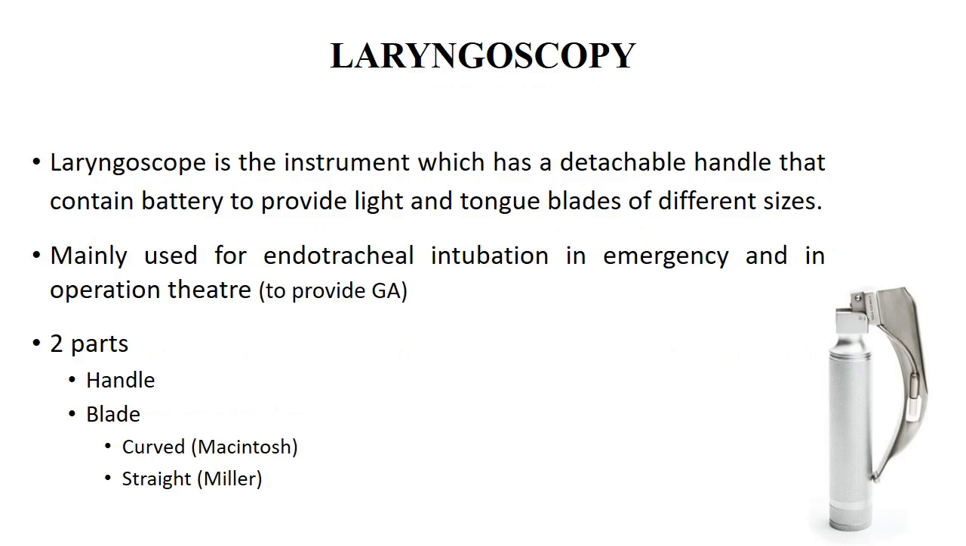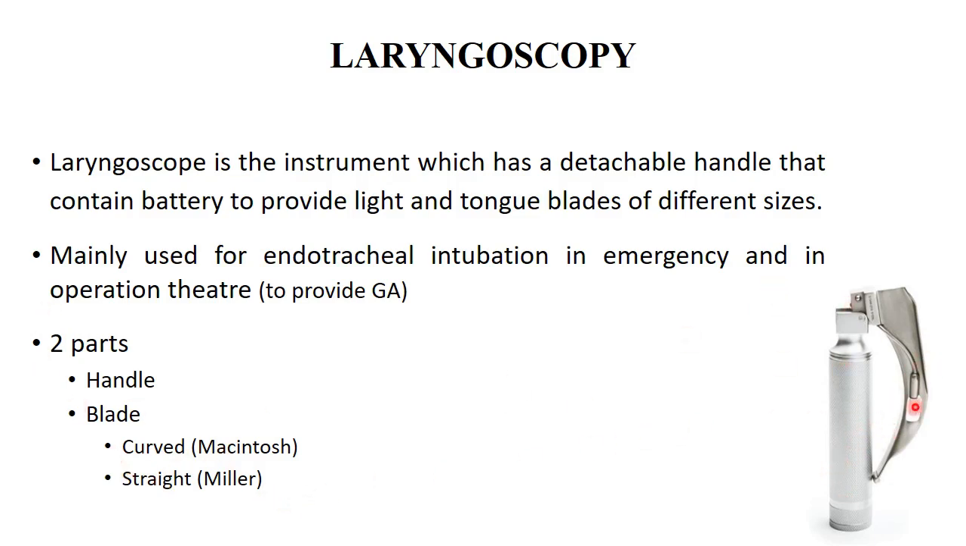The next procedure is laryngoscopy, and the instrument used for this is known as a laryngoscope. The laryngoscope has a detachable handle containing the battery, which helps provide the light, and tongue blades of different sizes. It is mainly used for endotracheal intubation in emergencies and in the operation theatre to provide general anesthesia. Mainly two types of tongue depressors are used: the curved one, which is the Macintosh, and the straight one, which is the Miller.